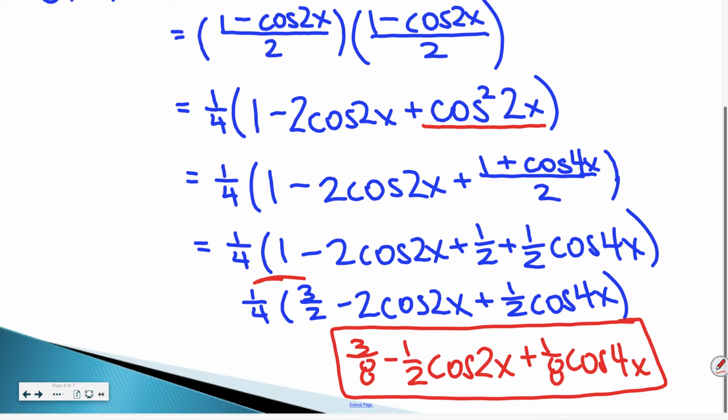So right here, I took 1 divided by 2 plus cosine of 4x divided by 2. I just took that fraction and I broke it apart. Oh, 1 plus 1/2 is 3/2. So the angles have to stay the same. It's only the coefficients that we get to divide.